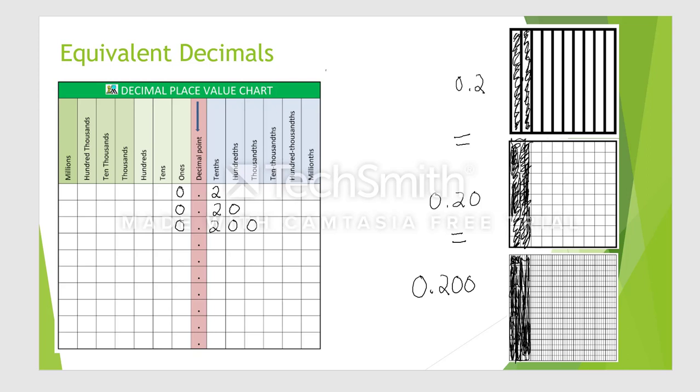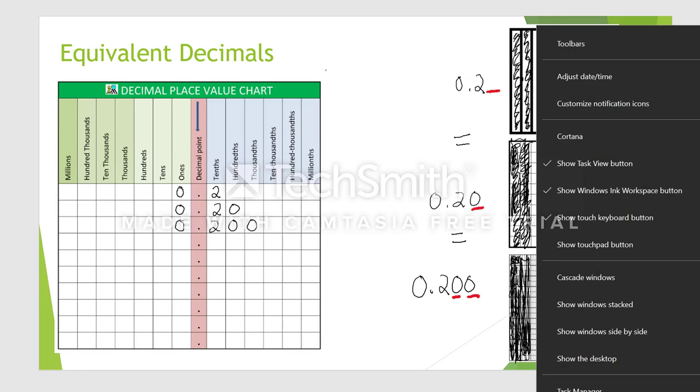Now notice here that the only thing that is different when I write this as a decimal is that we end up having zeros to the right of the last digit. So anytime that we do that, we're not changing the amount we're talking about.